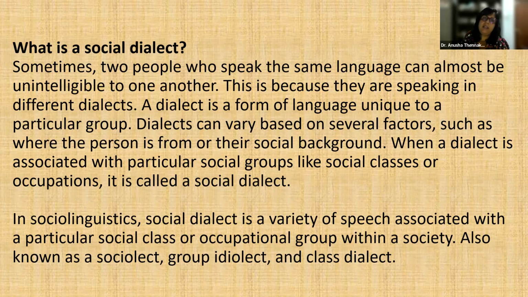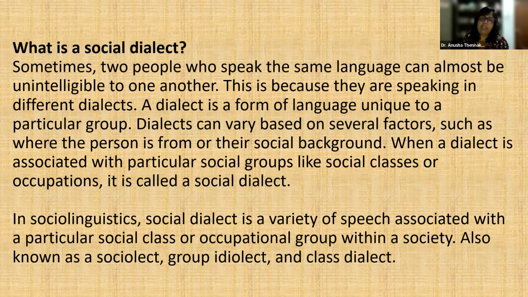Sometimes two people who speak the same language can almost be unintelligible to one another. Imagine there are two persons. They speak the same language. It may be Tamil or Sinhalese, like that, we'll think. But even then, they cannot understand certain things. This is because they are speaking different dialects of the same language. A dialect is a form of a language unique to a particular group.